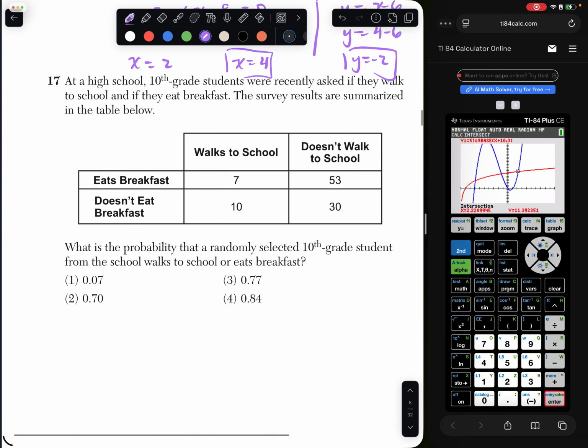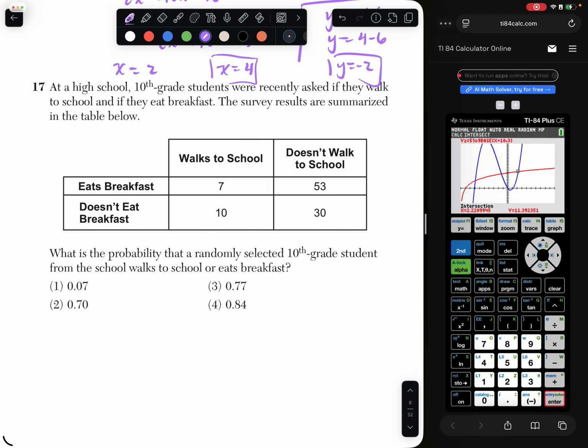Okay, all right. Number 17. At a high school, 10th grade students were recently asked if they walk to school and if they eat breakfast. The survey results are summarized in the table below. What's the probability that a randomly selected 10th grade student from the school walks to school or eats breakfast? For walks to school, we have these students over here, and for eats breakfast, we have these students.